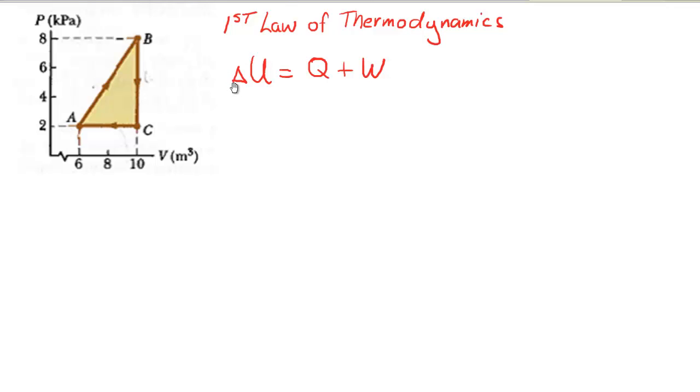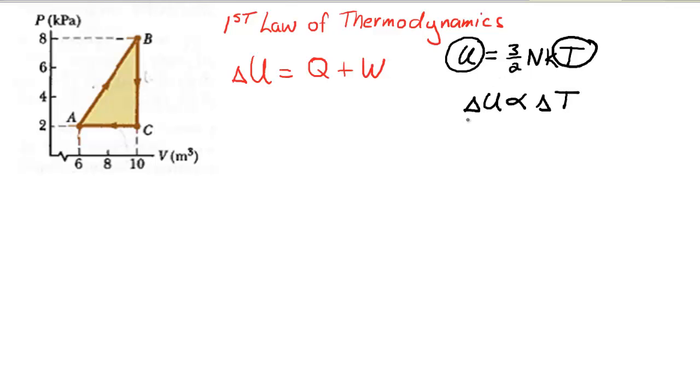Now just a couple of things to remember as we're going through this process. The internal energy of the gas is related to the temperature. So at any given point, the internal energy of the gas is given by this formula: 3/2 times the number of molecules times Boltzmann's constant times temperature. But really what we need to understand is that this internal energy is related to the absolute temperature in Kelvin of the gas itself. So if the internal energy changes, then the temperature must change. The change in internal energy is proportional to the change in temperature.